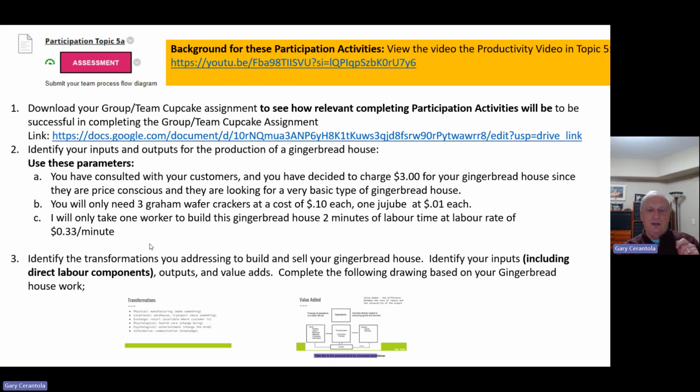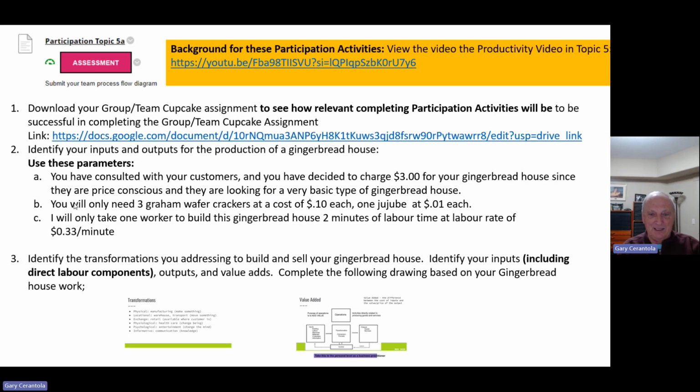Now to do 5A and 5B, here are the parameters to use. Okay, so you've consulted with your customers, so you have a decision diamond there somewhere, right? You've decided to charge $3 for your gingerbread house, so that's the output value, and why? Because your customers for this particular gingerbread house are price conscious. They're looking for a very basic type of gingerbread house.